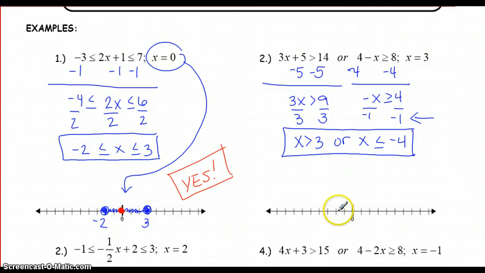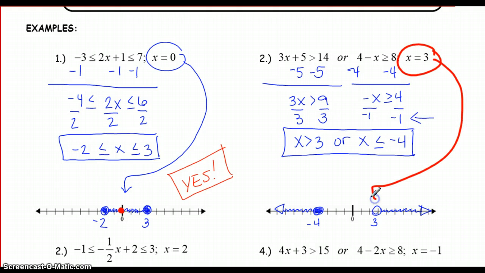So if I graph that, here's negative 4. We have a closed dot on negative 4, and we want values less than negative 4. And here's 3, an open dot on 3, and we want values greater than 3. So here's our graph, and now we're going to look at the value we're testing, which is 3. If I look at it on my graph, notice it's an open dot. That means the value is not included as a solution. So is x equal to 3 a solution? It is not. So our answer here is no.